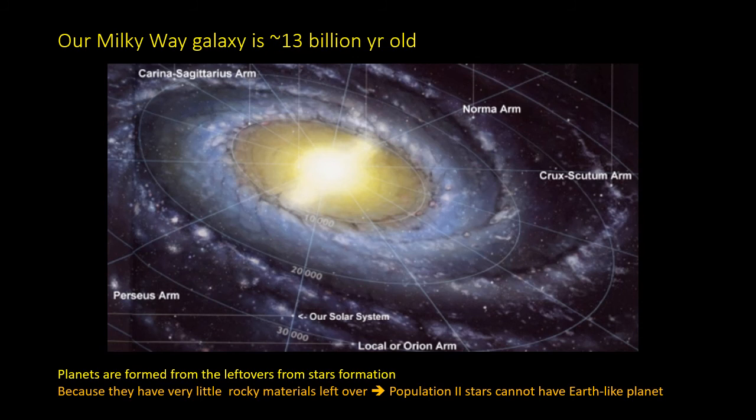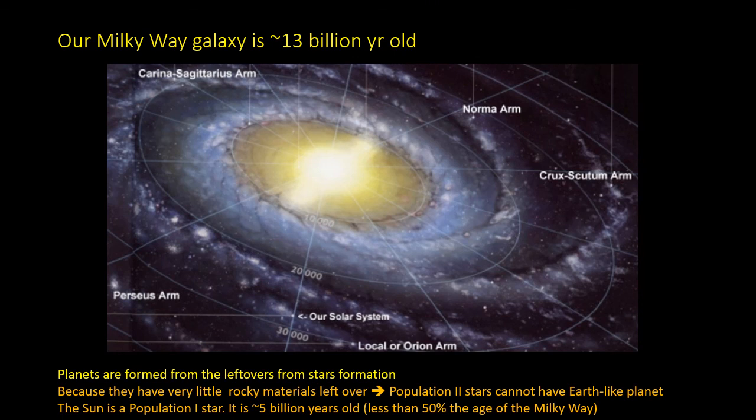The disk of the galaxy and the central bulge contain younger population 1 stars like the Sun, and these are much richer in heavy elements and are likely to have planets. The first population 1 stars appeared 8 billion years ago.